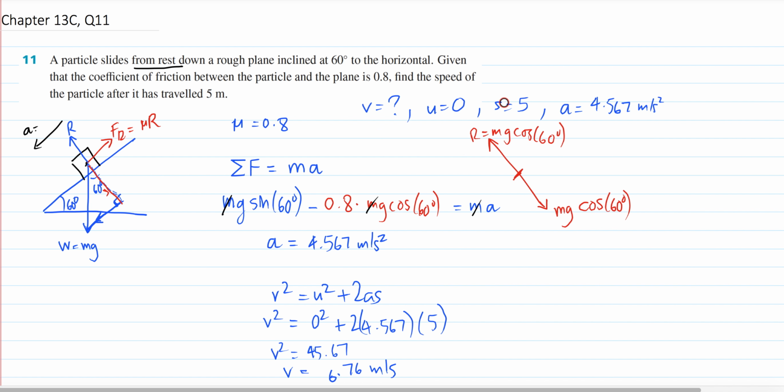So basically, it's kinematics, but then to get acceleration, you have to use chapter 13, your dynamics chapter, okay? And it's on an inclined plane. So hopefully, guys, this video helps you solve this question.